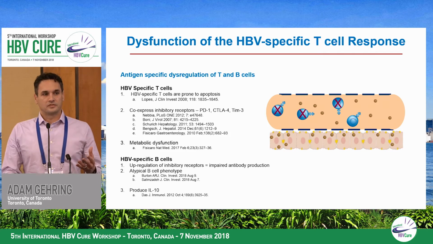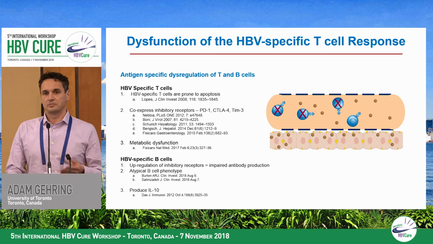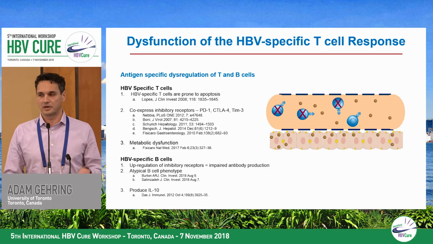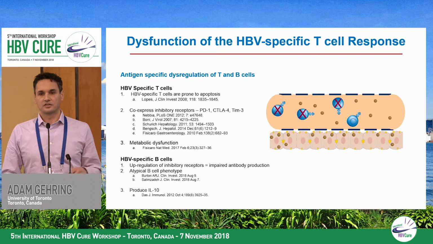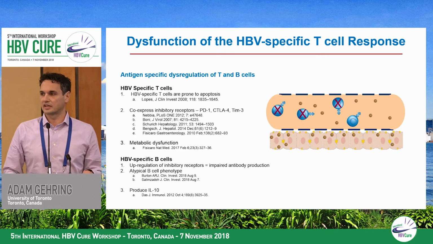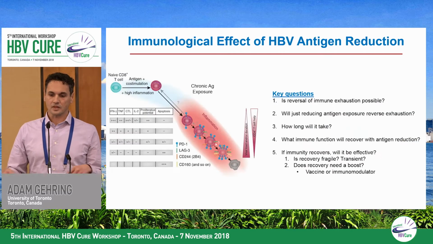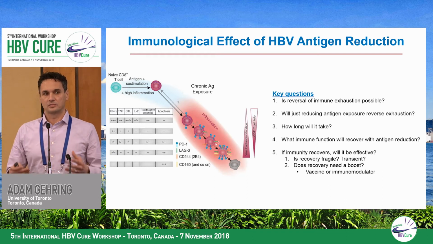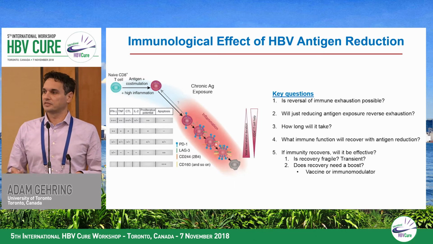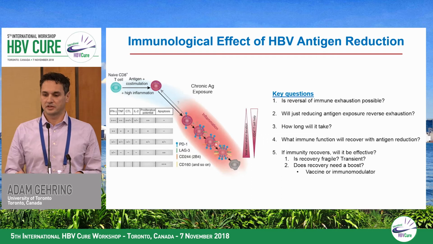Virtually all of these aspects have been shown in chronic hepatitis B patients. We know that the virus-specific T-cells are prone to apoptosis. They express inhibitory receptors. They have metabolic dysfunction that is consistent with immune exhaustion. And now there's recent data showing that this is also extending into the B-cell compartment too as data comes into the literature.